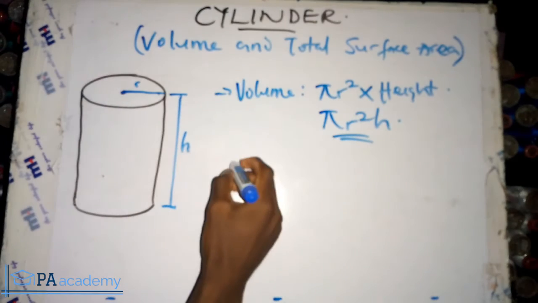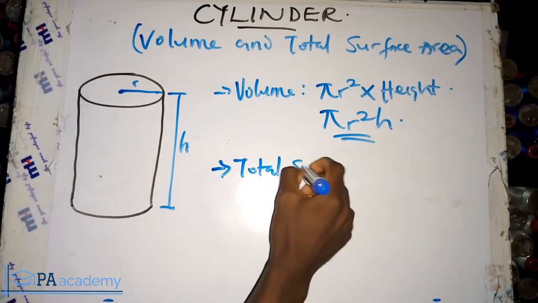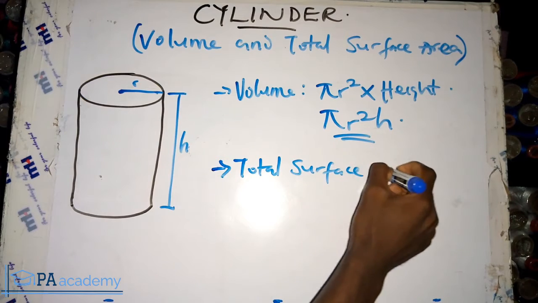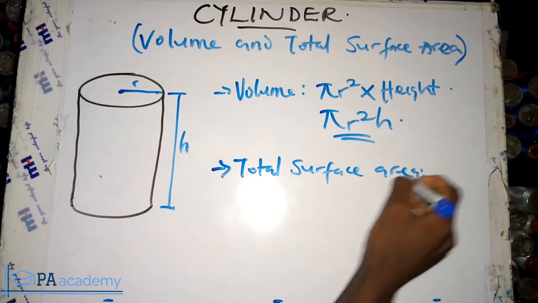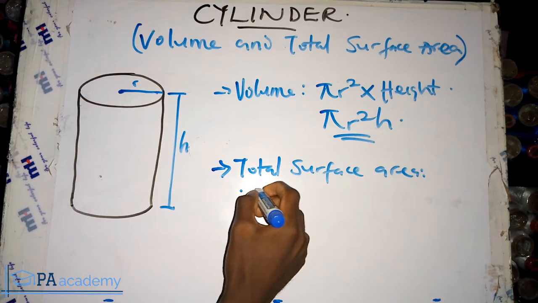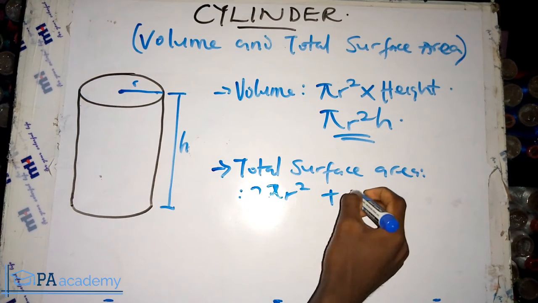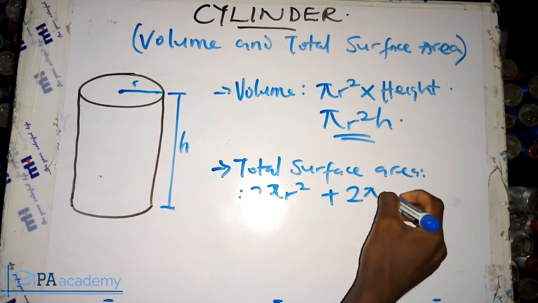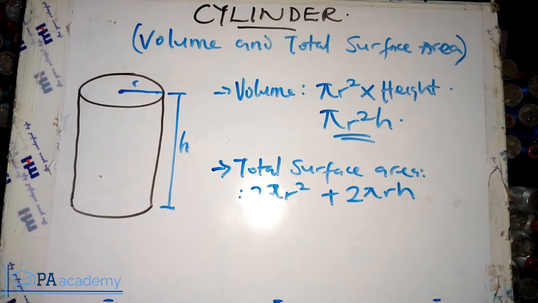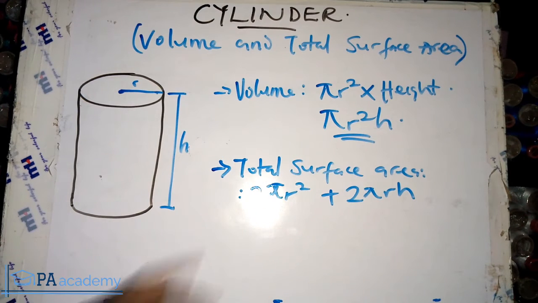The second formula is the total surface area. The formula for this is given as 2 pi r square plus 2 pi r h. Now let me also break this down so that you can understand it properly.